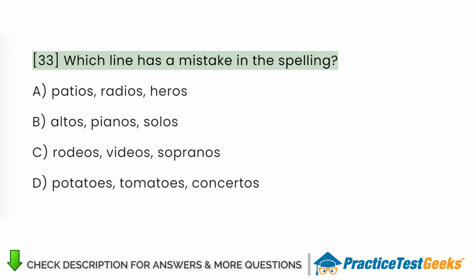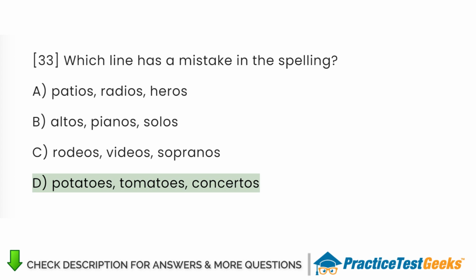Which line has a mistake in the spelling? A. Patios, radios, heroes. B. Altos, pianos, solos. C. Rodeos, videos, sopranos. D. Potatoes, tomatoes, concertos.